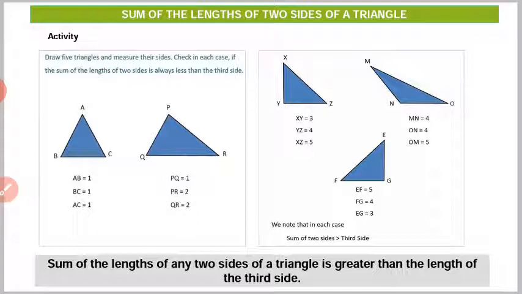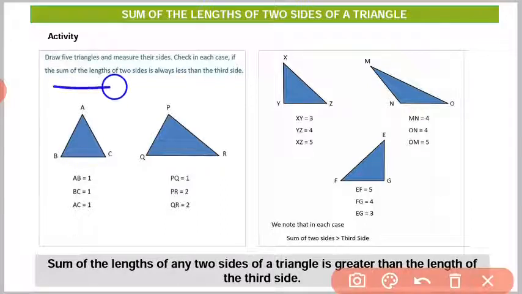Sum of the lengths of two sides of a triangle. So let's perform an activity. Draw 5 triangles and measure their sides. You can draw randomly and measure their sides. Check in each case if the sum of the lengths of two sides is always less than the third side or not. So we are checking if these are less than or greater than.